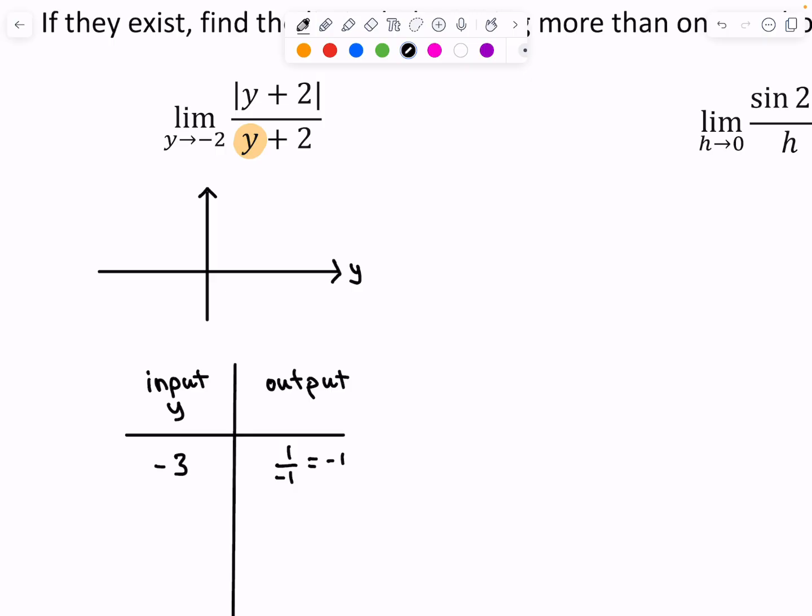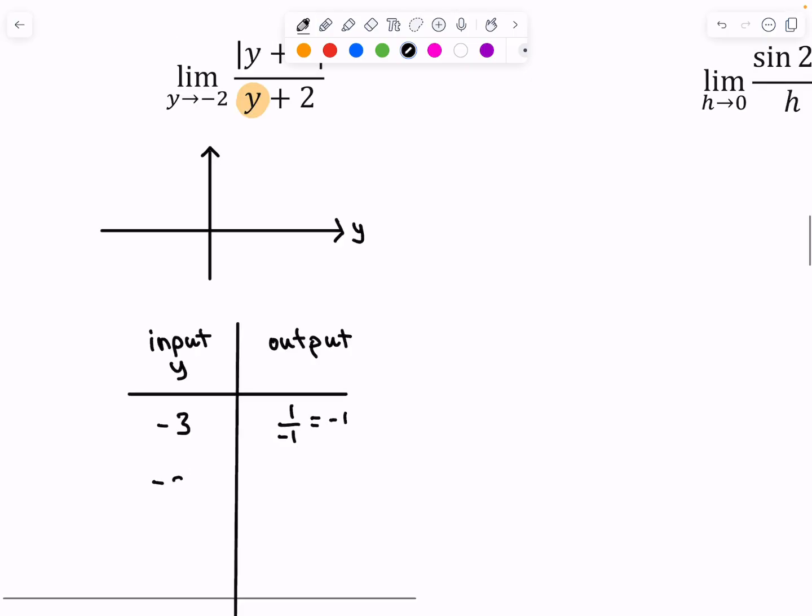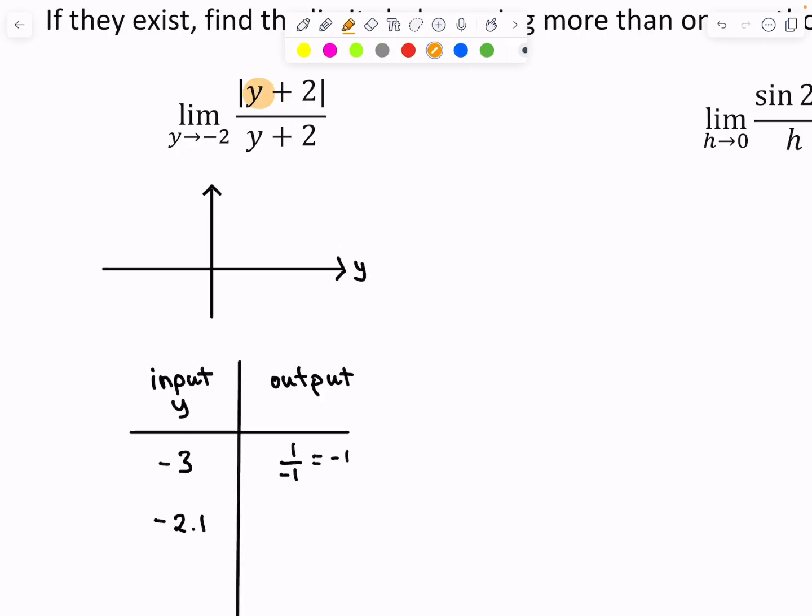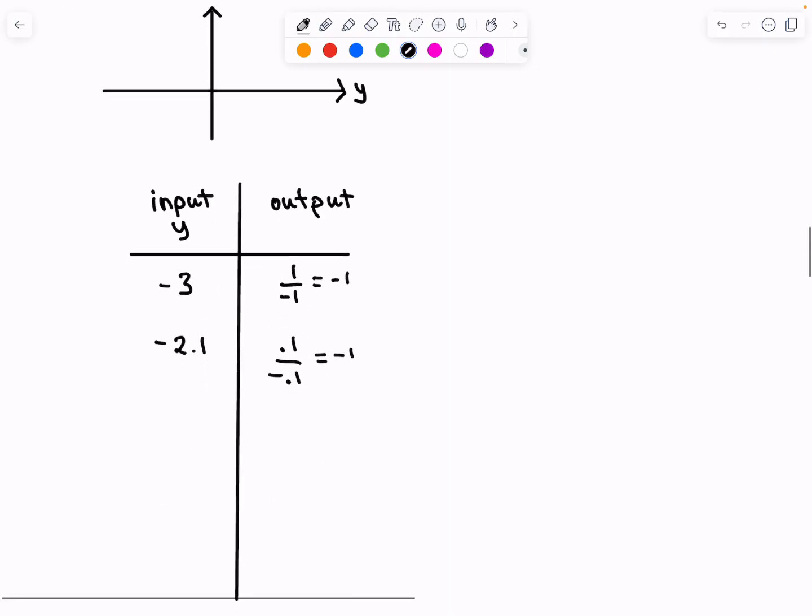Now let's get closer to -2. So maybe -2.1. Plug -2.1 in for y, add 2 becomes -0.1, and then do the absolute value. You get +0.1 in the numerator. In the denominator, you will get -0.1. And when you divide these, you get -1 again. In fact, you're going to notice that if you pick any y coordinate or input coordinate left of -2, even if very close to -2, you're going to wind up getting an output of -1.